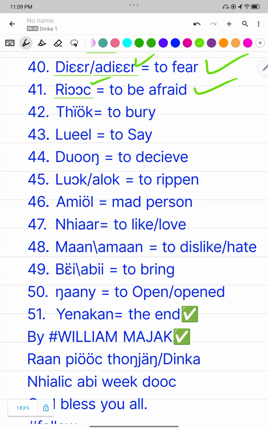Number 42. Tiok. Tiok means to bury, to bury something on the ground, under the ground, I mean.